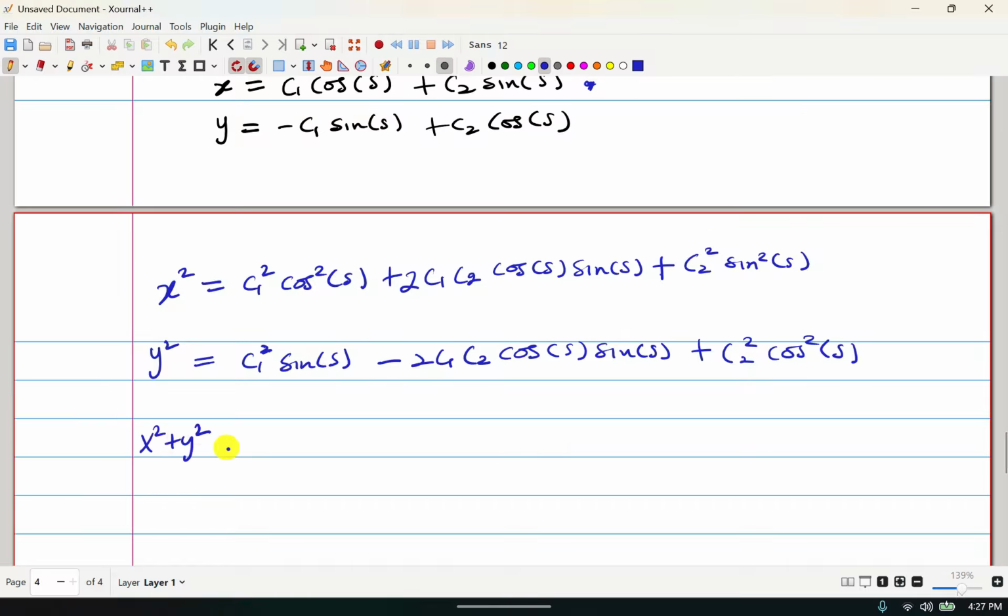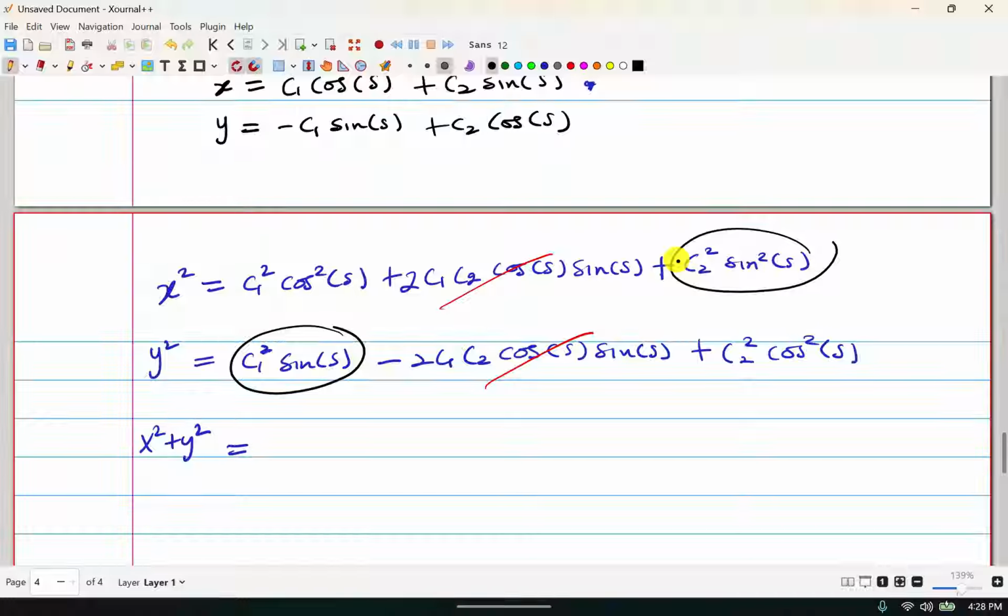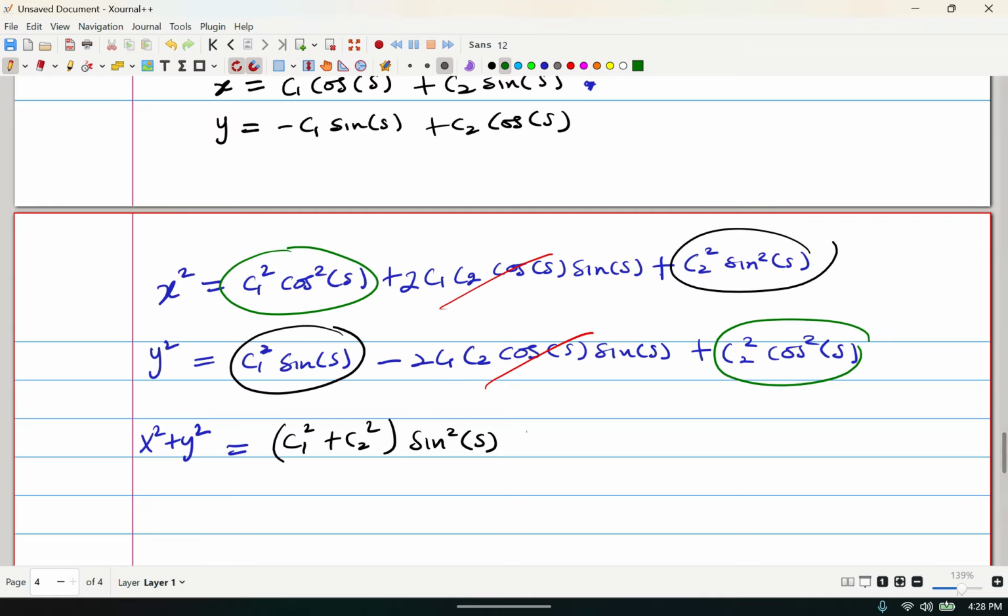Now if you add these two, what happens? x squared plus y squared will give you what? If you add the two of them, the cross terms will cancel, right? But the rest will remain. Okay, let me do it differently. If I sum the sine squared terms, I'm going to have c1 squared plus c2 squared times sine squared of s. And then for the cosine squared terms, you're going to have c1 squared plus c2 squared times cosine squared of s.